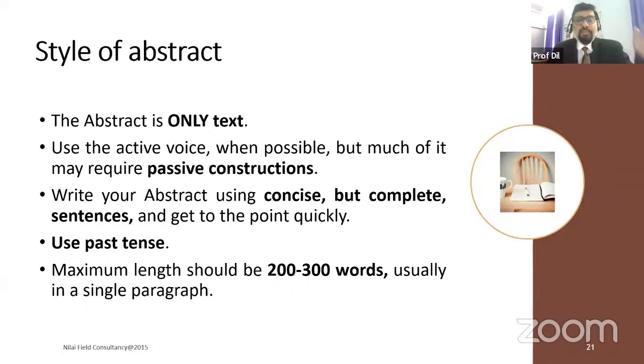What are the things to be there? What is the style of an abstract? You have to write always in active voice, wherever possible. But sometimes passive is okay. If it is absolutely necessary, only then are you supposed to use passive constructions. And it should be complete.